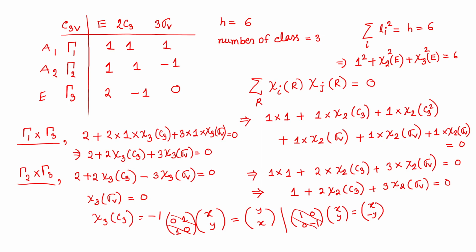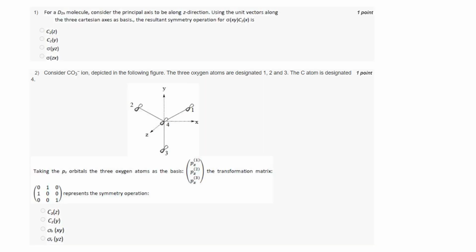The other thing I am going to discuss, before discussing that, let us solve the weekly assignment problems from assignment 6 and 7. So the first question is, for a D2H molecule, consider the principal axis to be along z direction, using the unit vectors along these three Cartesian axes as basis. So your unit vectors are x, y, z, right? So your basis is already given, Cartesian axis as basis. The resultant symmetry operation for sigma xy and c2x, what is it going to be?